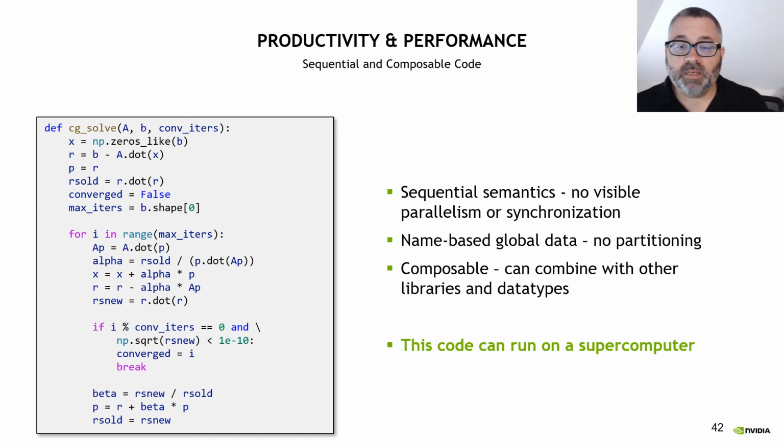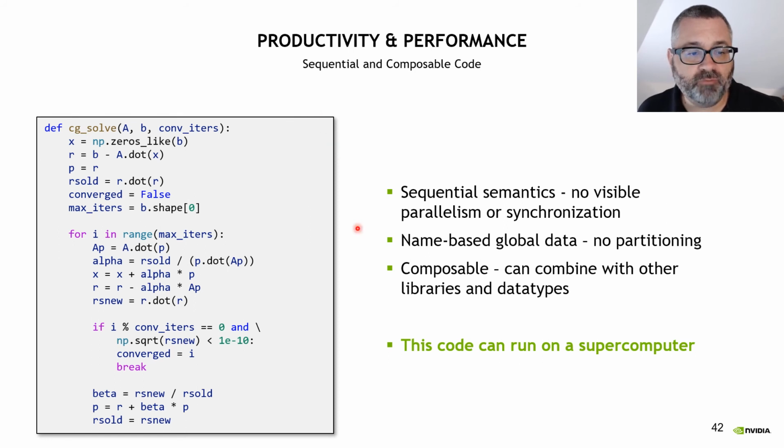So people write their code in Python because they want to accomplish high productivity. It's a very productive programming language, and you can see here on the left an example code. Nothing about this code tells you that it's a parallel code. It's actually written with standard sequential semantics. There's no visible parallelism. There's no synchronization. There's no partitioning of data to be able to run across multiple processors or multiple nodes. And it's also composable with all sorts of other libraries and data types. So you can plug this into your application and use it along with other Python libraries as well.